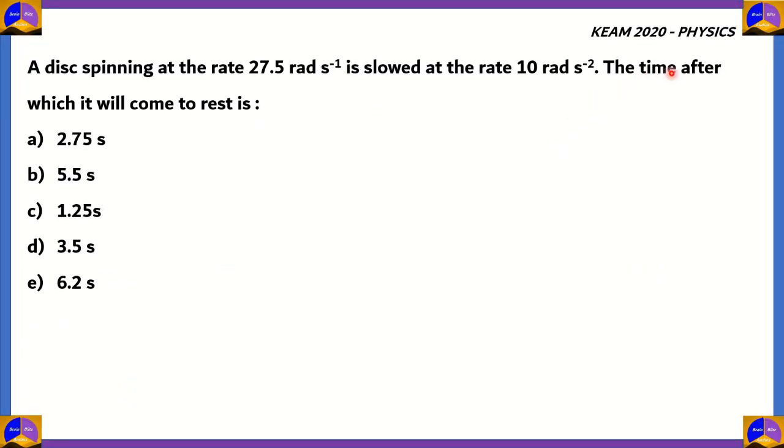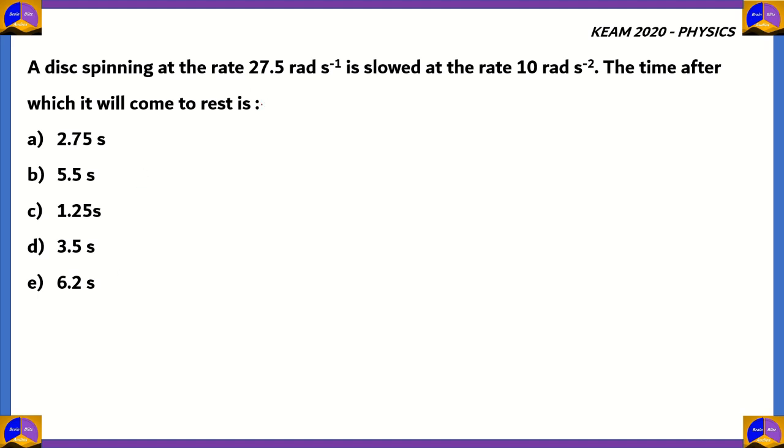Here we have a question from Keam 2020 from physics. A disk spinning at the rate of 27.5 radians per second is slowed at the rate of 10 radians per second squared. The time after which it will come to rest is 2.75, 5.5, 1.25, 3.5, or 6.2 seconds. So, how do we solve this question?